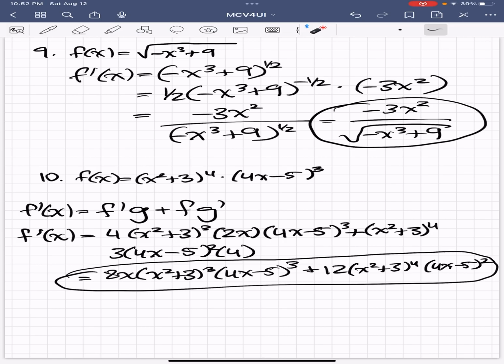There are two types. There are radical chain rule questions, and there are regular chain rule questions to the power of an exponent. So, with that, practice both. You'll need to know how to do both, and I hope you found this helpful.